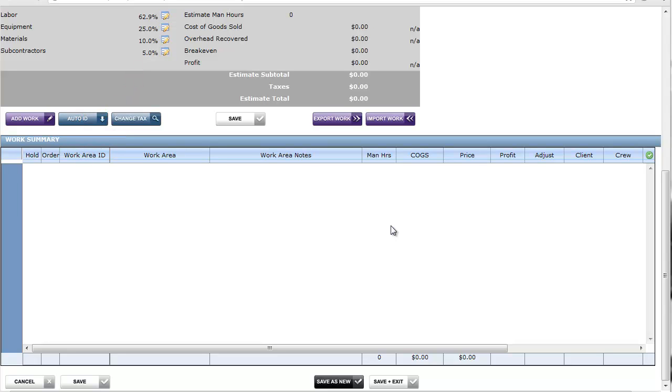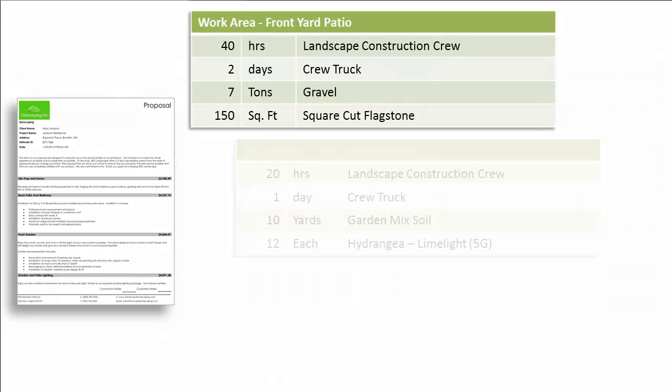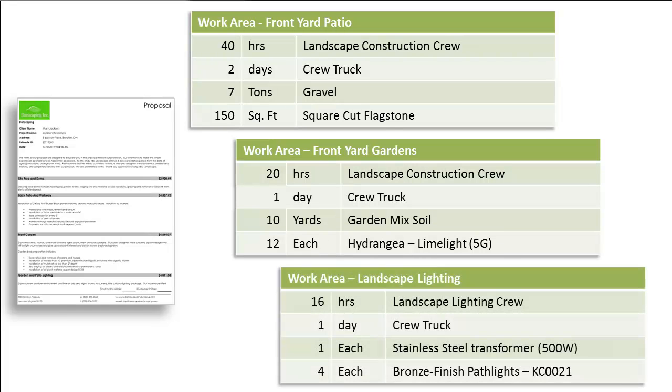What we're about to add here are called work areas. So let's pause for a second just to clarify what a work area is. A work area breaks a job down into a smaller, more manageable part. Let's say, for example, you're building a front yard landscape, and it consisted of a patio, a walkway, a garden, and some lighting. Each of these can be set up as separate work areas, with their own labor hours, their own list of equipment, and their own list of materials.